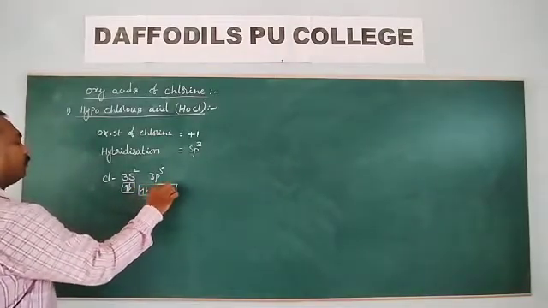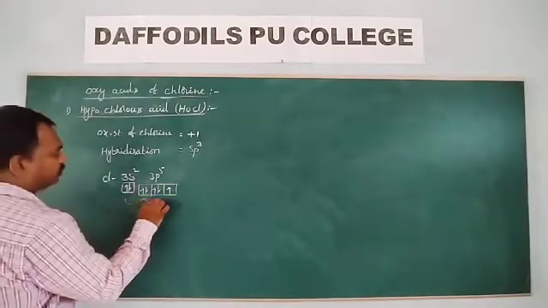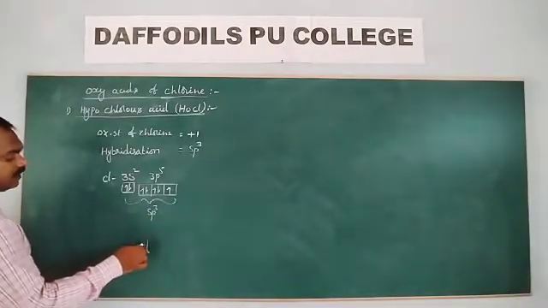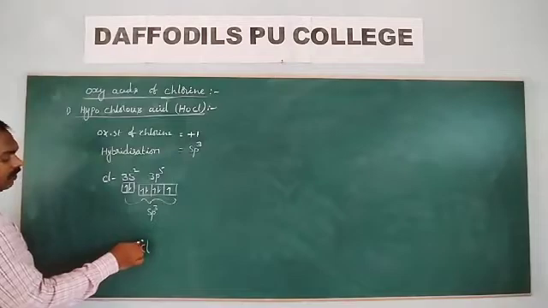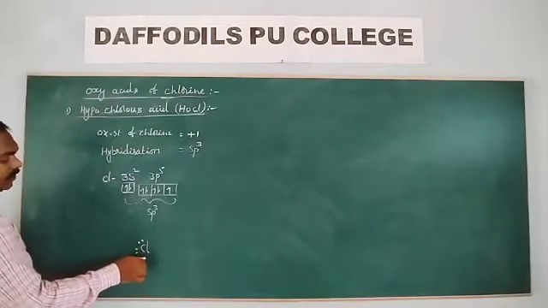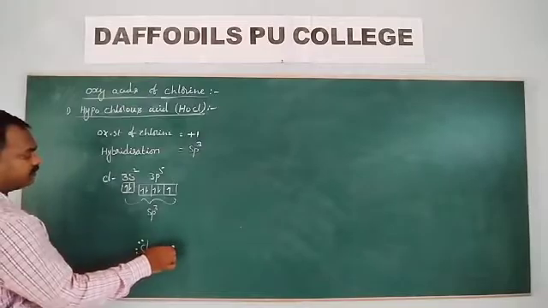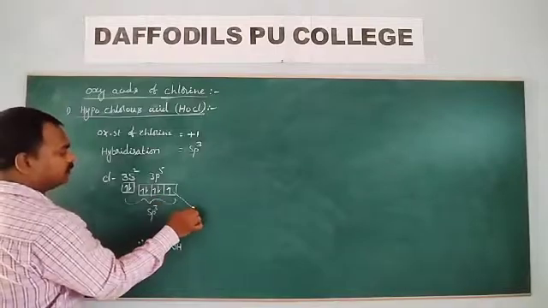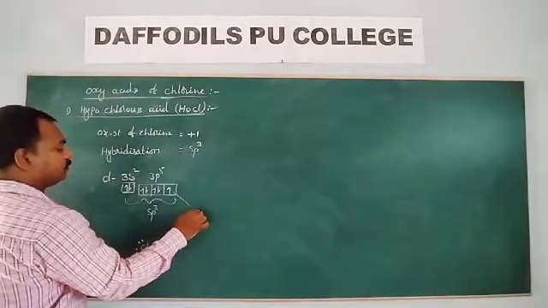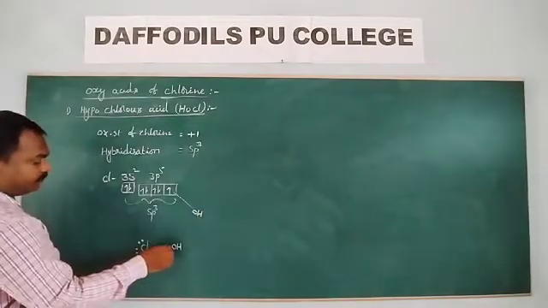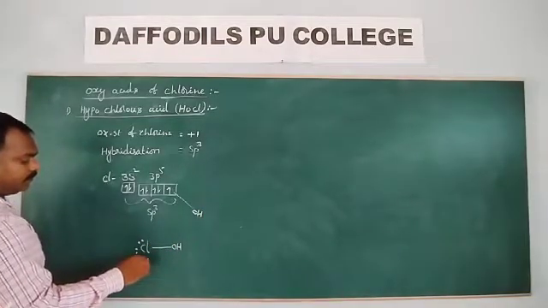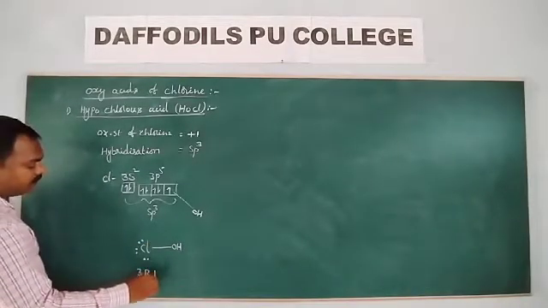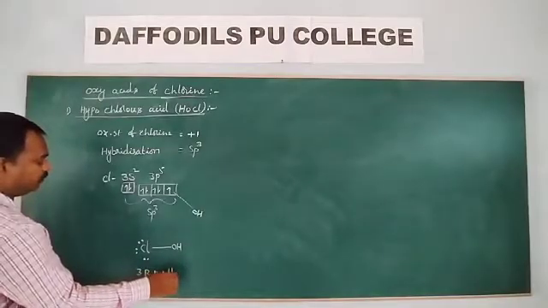So this is the electronic configuration. This chlorine undergoes sp3 hybridization. This is the central atom, chlorine. How many lone pairs are there? 3 lone pairs are there. One bond pair is there, bonded with OH. So 3 lone pairs, 1 bond pair.